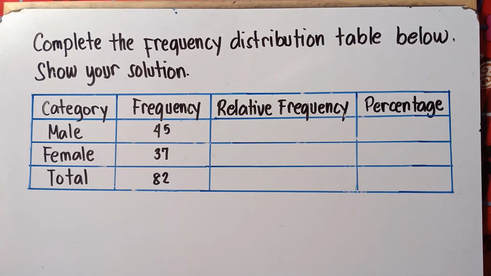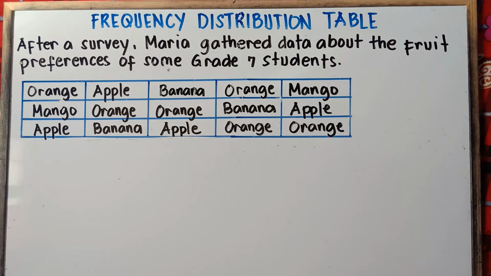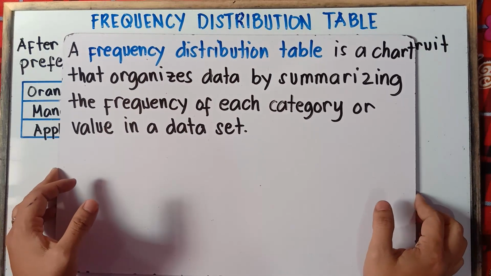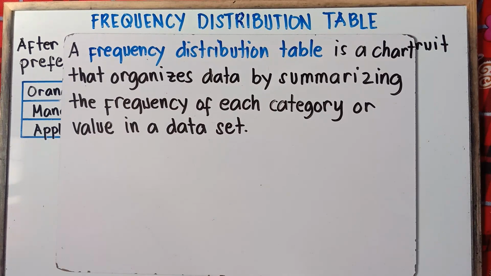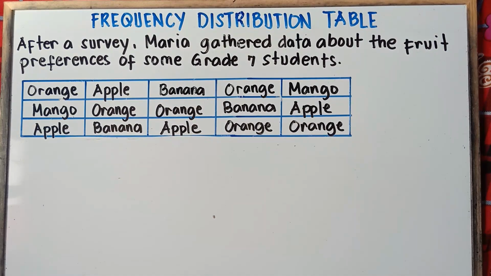Before we answer examples number 1 and number 2, we need to first define what a frequency distribution table is. A frequency distribution table is a chart that organizes data by summarizing the frequency of each category or value in a data set. So let's start with example number 1.